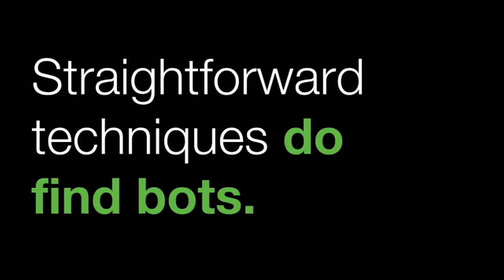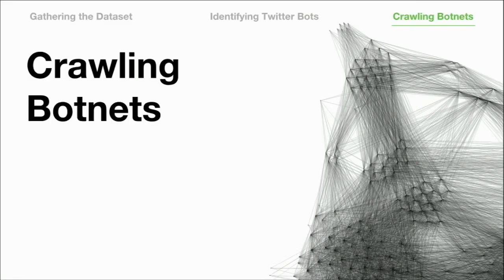But what we want you to take away is that straightforward techniques do help find bots. We didn't invent a new machine learning technique or change the parameters associated with the defaults for these particular algorithms, but we were able to identify bots with high accuracy, precision, and recall. So now that we've identified some of these bots, or accounts that have a high probability of being bots, can we find some connections? Can we find a larger botnet? And Jordan's going to talk a little bit about that.